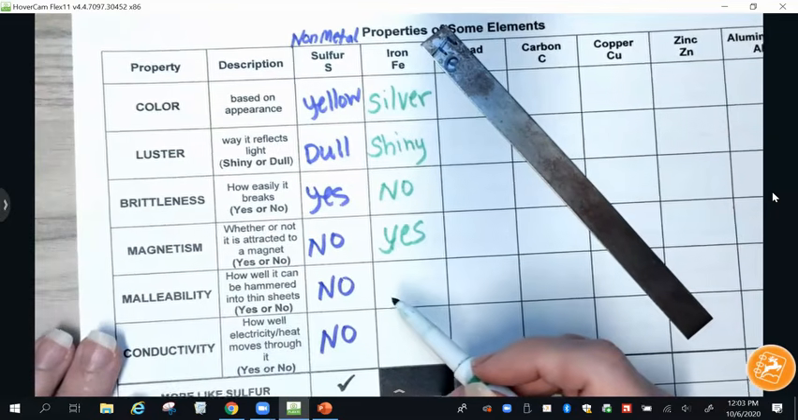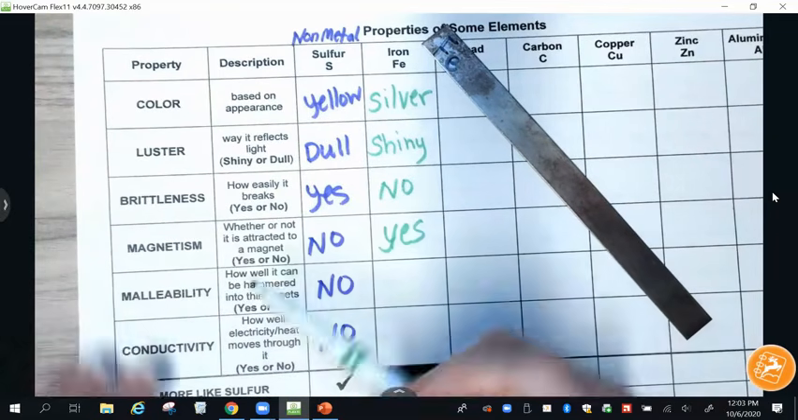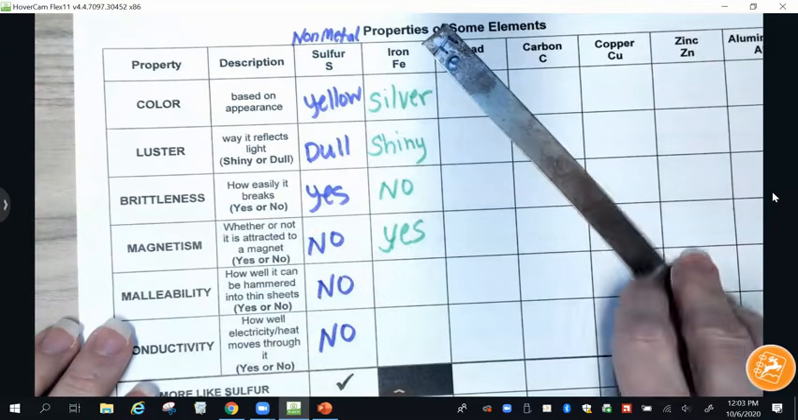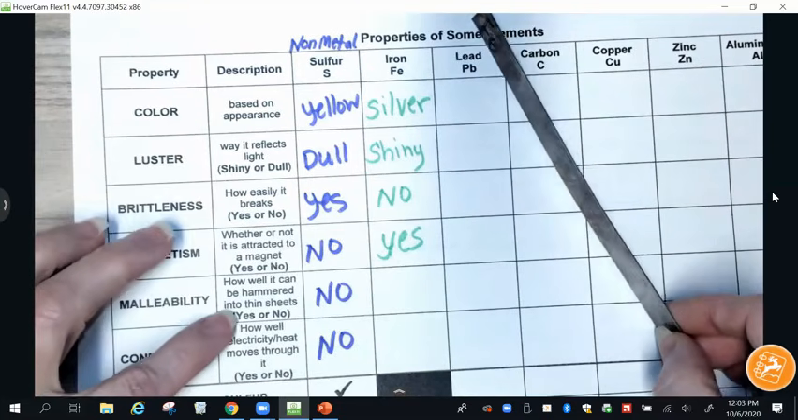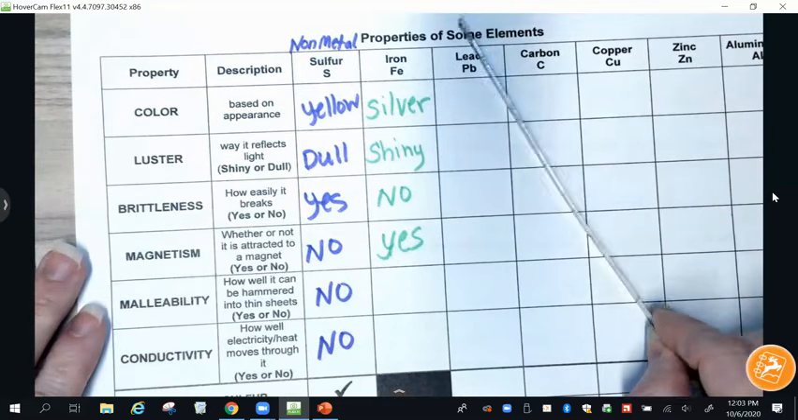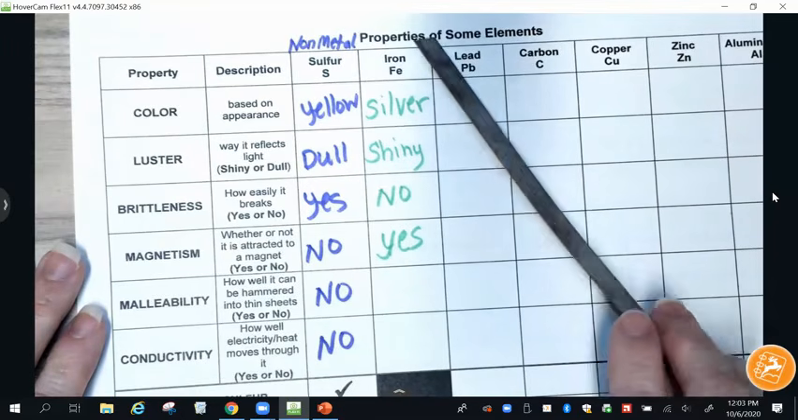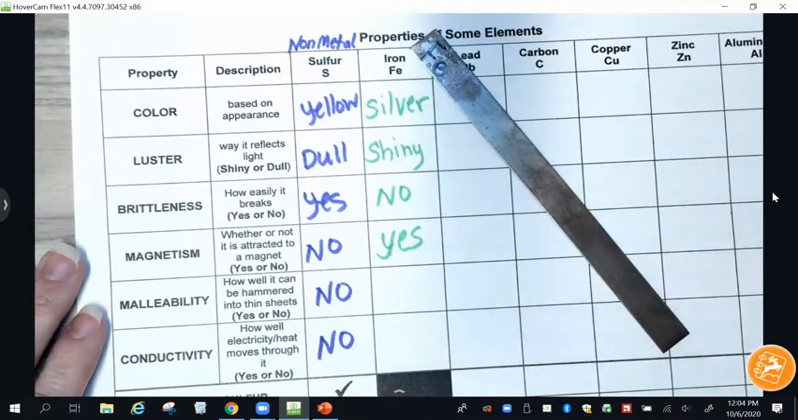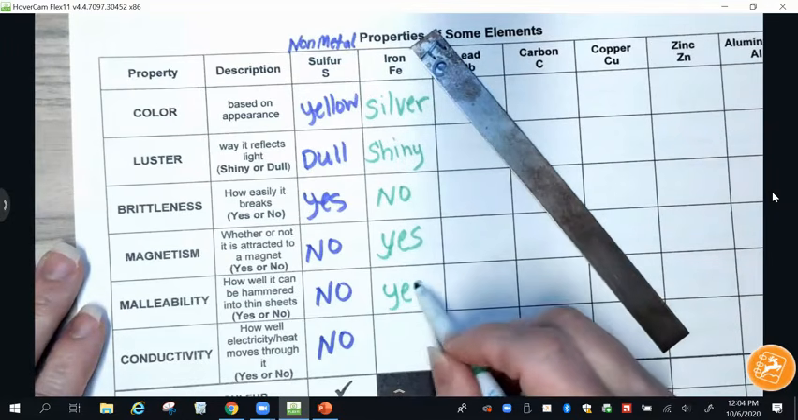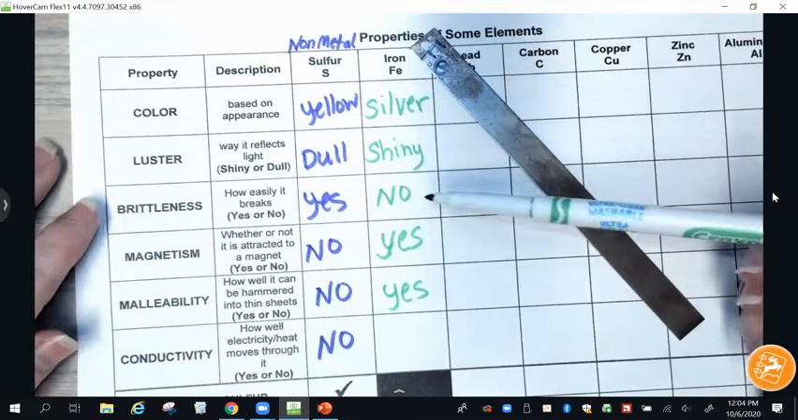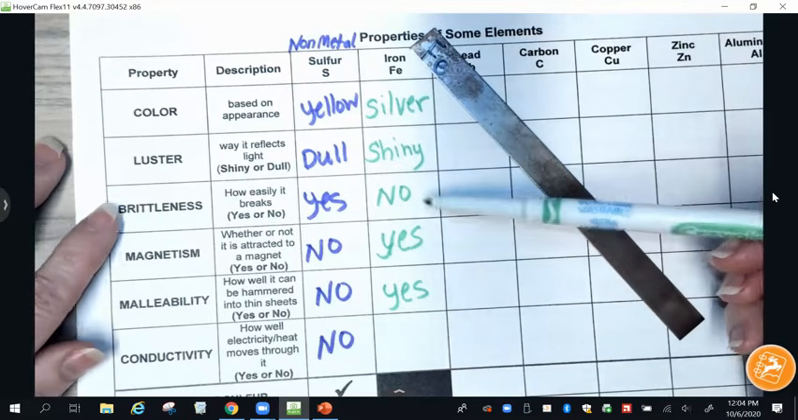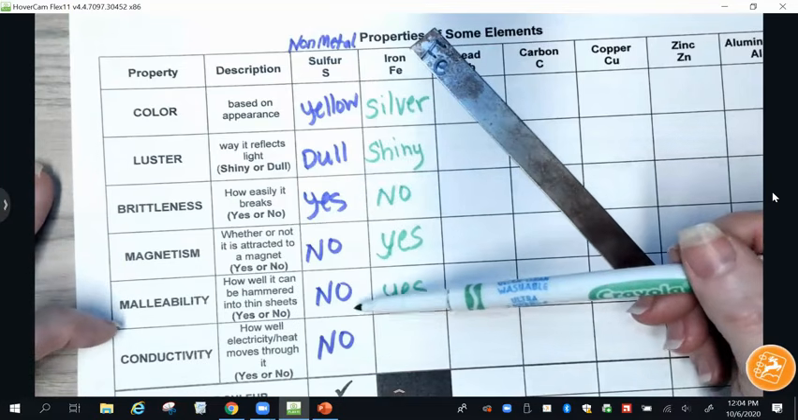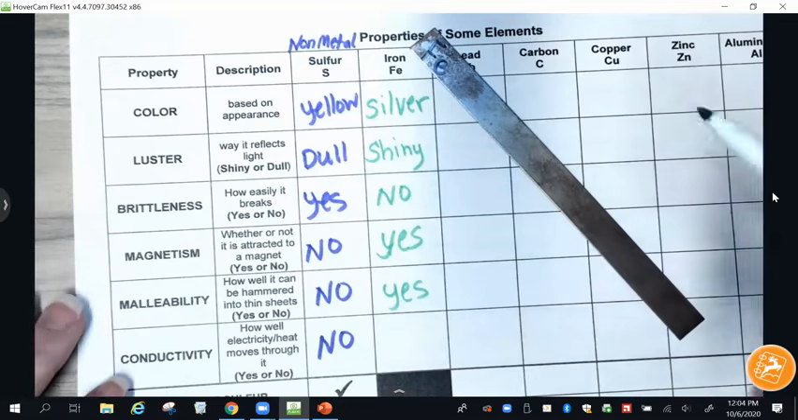For malleability, remember what I said. Brittleness helps you answer malleability. So for malleability, we want to know, can it be hammered into thin sheets? Well, look at the sample that I have up there. Is it already a thin sheet? Yeah, it is. So we say yes. It is malleable. You'll notice that if it's not brittle, it will be malleable. If it is brittle, it's not malleable.